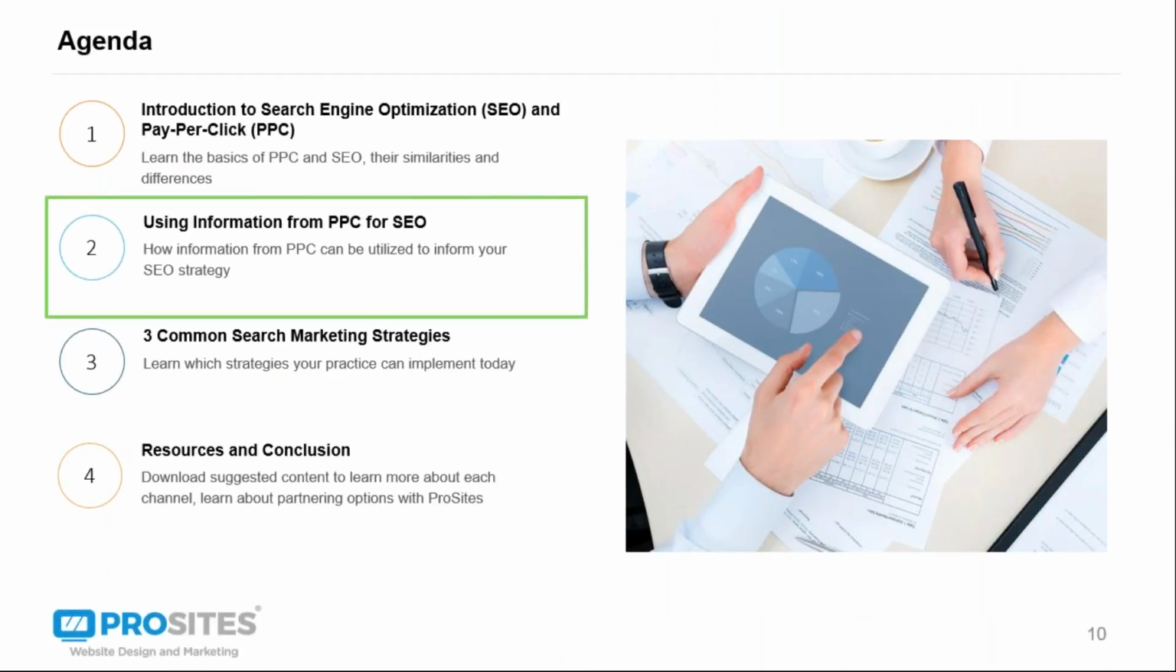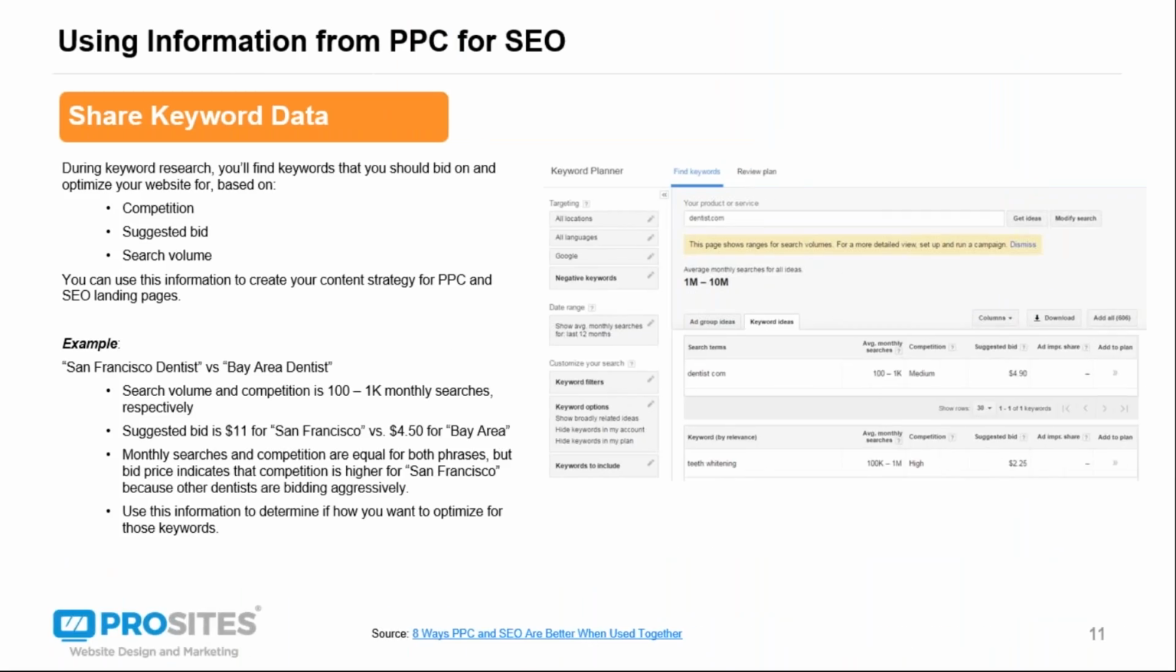Okay, so let's move on to how to use the information from PPC for SEO. One thing that is very commonly used is sharing keyword data. When you're doing keyword research, Google has a tool that will tell you how many impressions or how often a keyword is showing. It'll give you an idea of what competition looks like for that keyword, and it'll even give you a suggested bid. You can use that information to create your content strategy for both PPC and SEO.